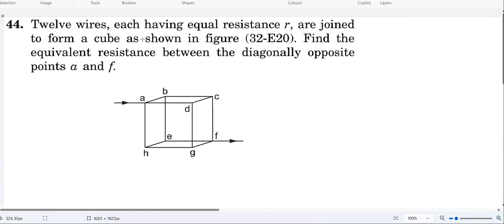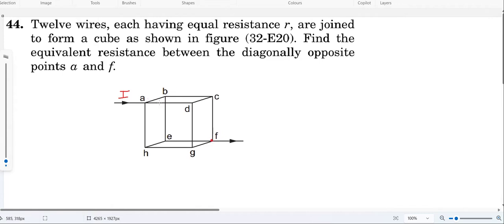So there are 12 wires. The sides of this cuboid are going to be 12 in number, right? This is how the current flowing from the vertex point F is coming out.